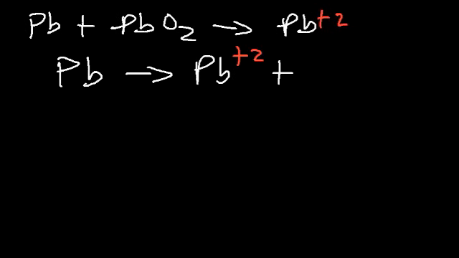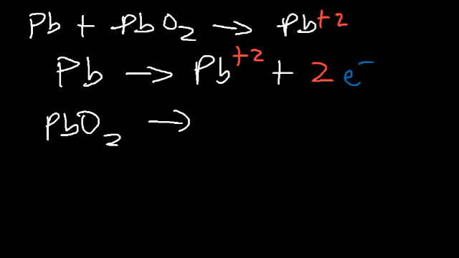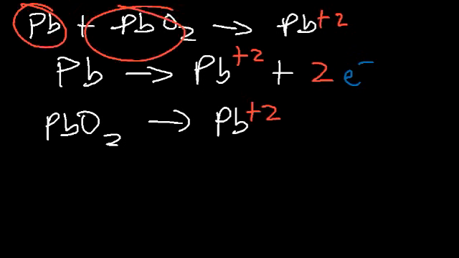The total charge on the left side is 0, on the right side is 2, so we have to add 2 electrons to the right side, since it has a higher charge. So now let's move on to the next half reaction, PbO2. That's going to turn to Pb+2 as well. Both of these two substances are going to converge into the same ion.